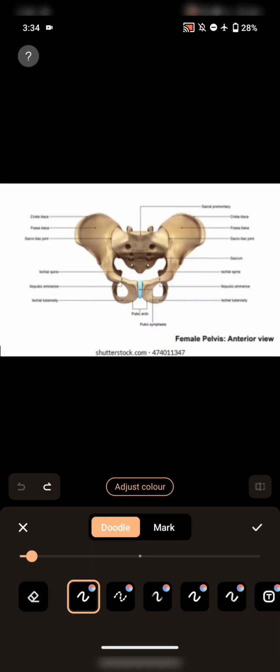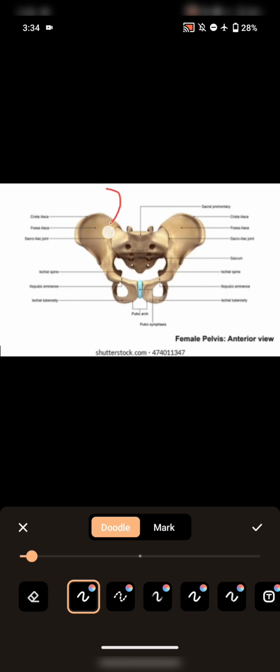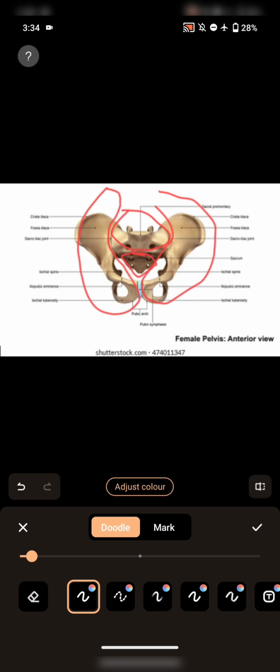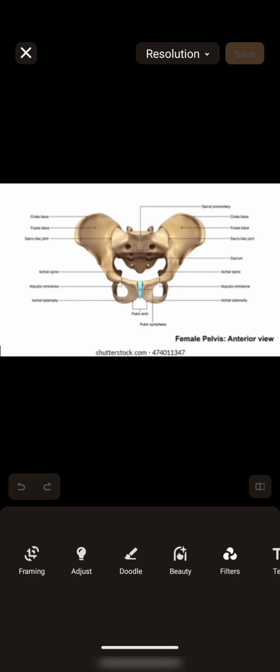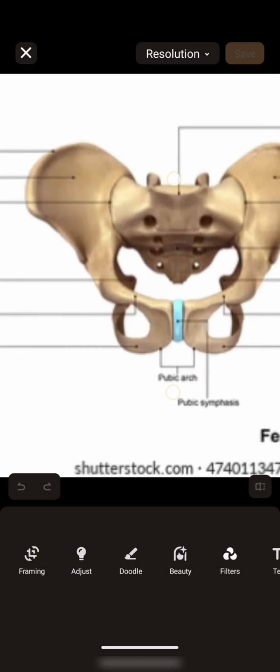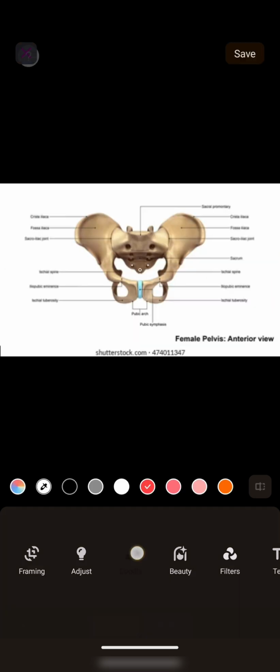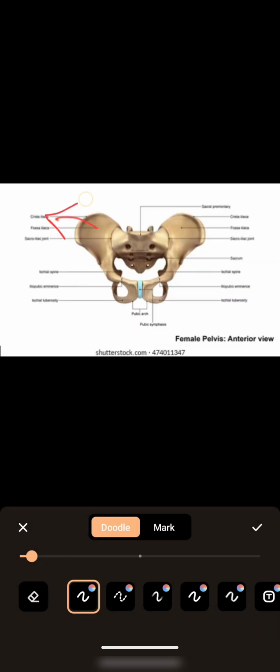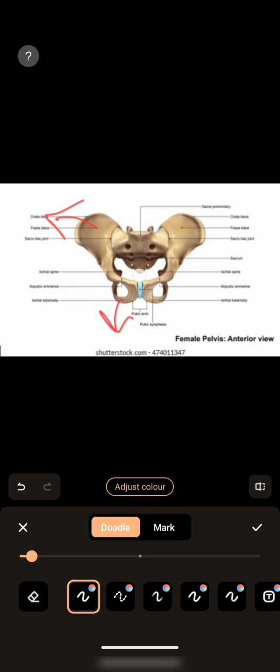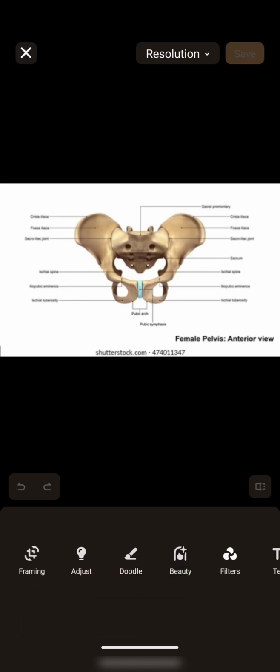Now we're going to study the pelvic bones. There are two innominate bones, one sacrum, and below the sacrum there is the coccyx. So these are the three parts in the pelvic bones. Next, we are going to further study the innominate bones. Each innominate bone again has three parts. This large flared out part is the ilium, this lower part is the ischium, and the middle part is the pubis. So these are the three parts in the innominate bones.